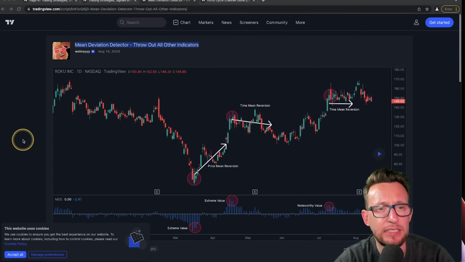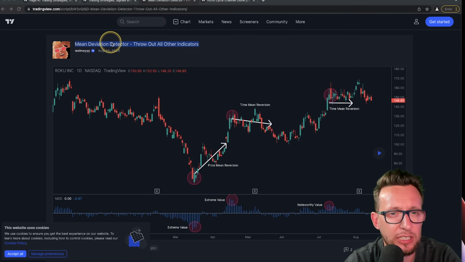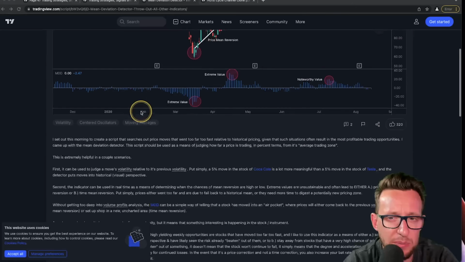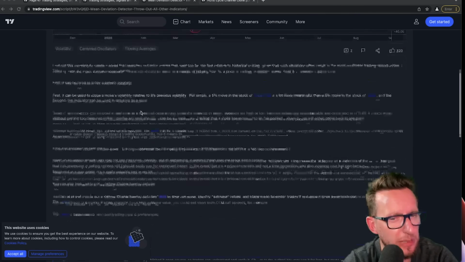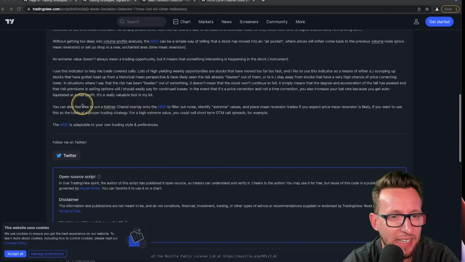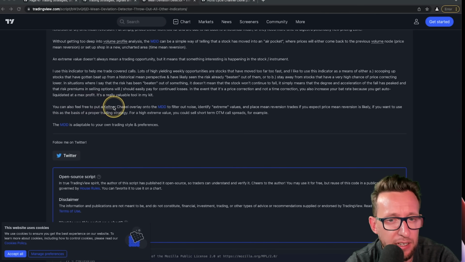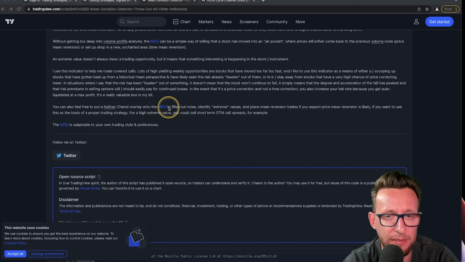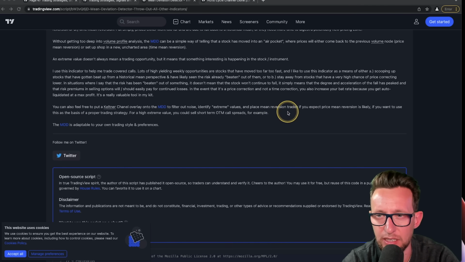Okay, the MDD, the mean deviation detector, seems to be by the guy who created it. Seems extremely confident with the indicator. It says you can put it with the Kettner channel overlay, which is great because I believe that the other two are pretty similar to the Kettner channel.